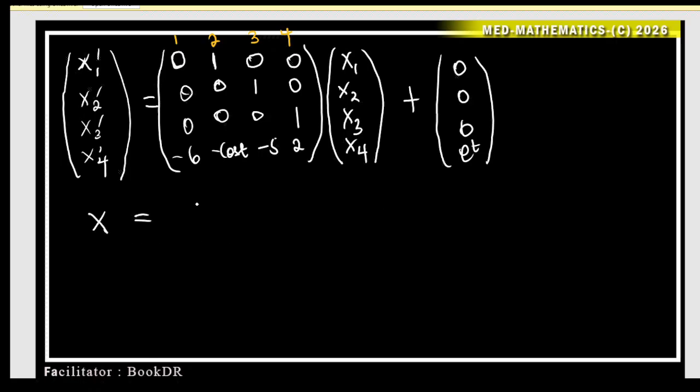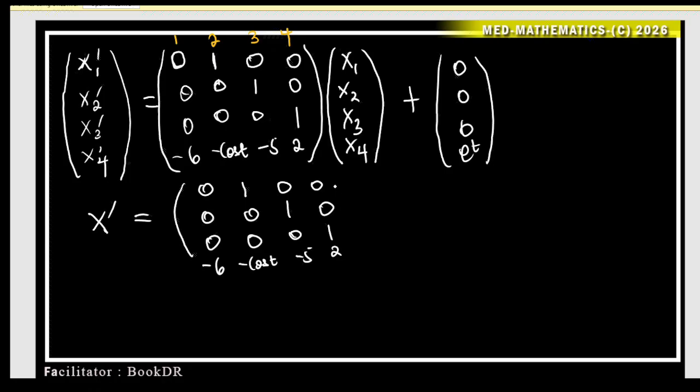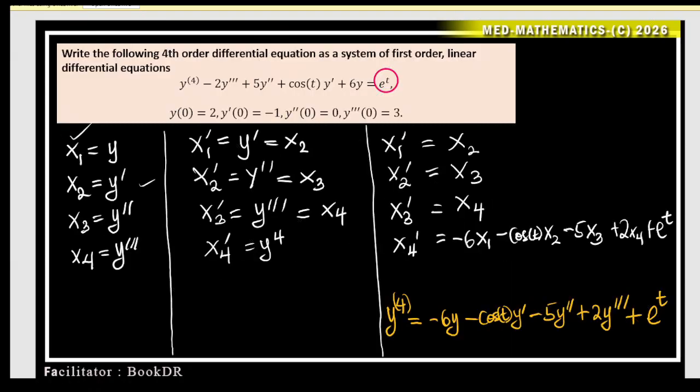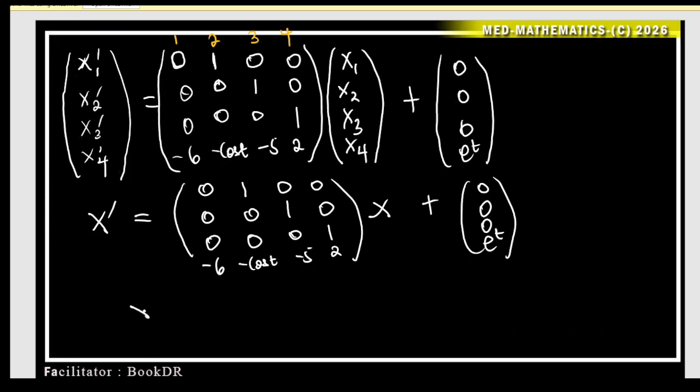We can simply write it as x prime, the derivative of x, is equal to, then we'll copy our matrix here: 0, 1, 0, 0, 0, 0, 1, 0, 0, 0, 0, 1, minus 6, minus cos t, minus 5 and 2, multiplying x, then plus 0, 0, 0, e exponent t. Then we write the initial value conditions as a matrix. So we'll have 2, negative 1, 0, and 3. So this will imply our x of 0 is equal to 2, negative 1, 0, and 3. So this is the initial condition for our system of equations.